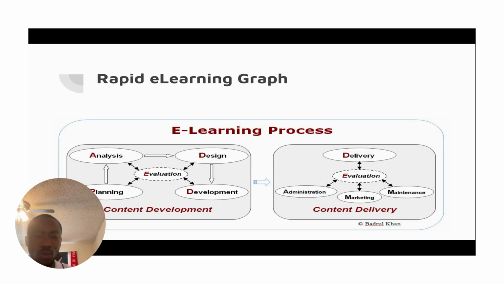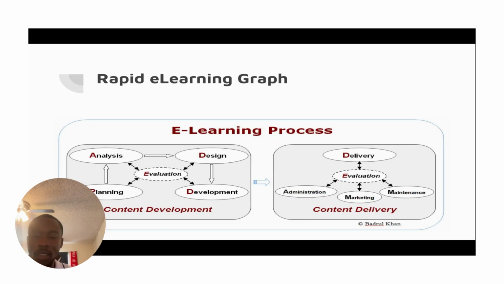Then we move on to the content delivery aspect. In the content delivery aspect, we see that we have evaluation as the center of it, and then we have delivery, we have administration, we have marketing, we have maintenance, and the evaluation is at the center of it in terms of the content delivery.